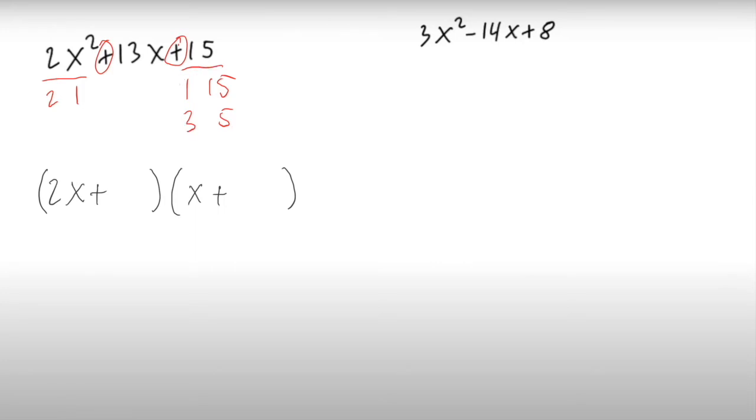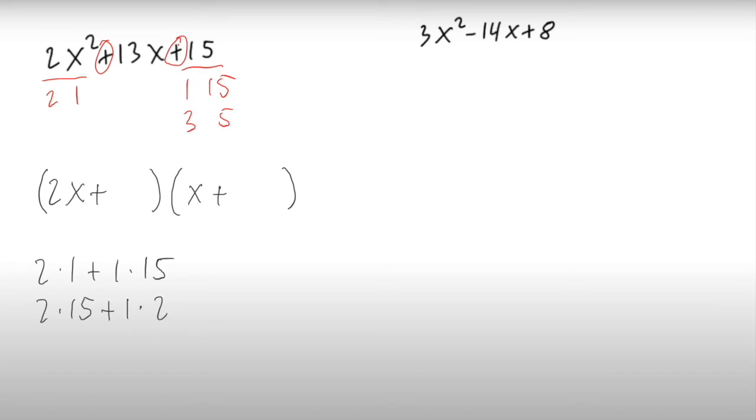So we could try 2 times 1 and 1 times 15. So 2 times 1 plus 1 times 15. We could also do it in the other direction. We could do 2 times 15 and 1 times 2.